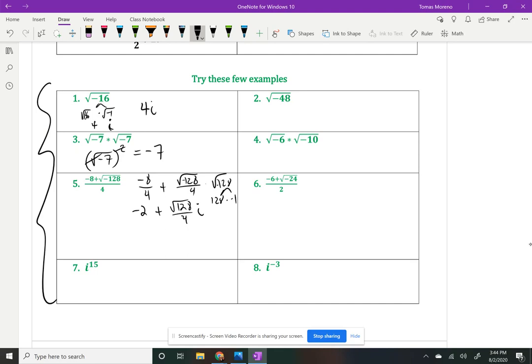So now, what is the square root of 128? What I'm going to do is get 128 and break it up. I get 2 times 64, and I know what 64 is. 64 is 8 times 8. So that means I could take out a pair of 8s. So this becomes -2 plus 8 square root, the 2 stays on the inside, times i, over 4. 8 over 4 is just 2. Square root of 2, and we have an i.